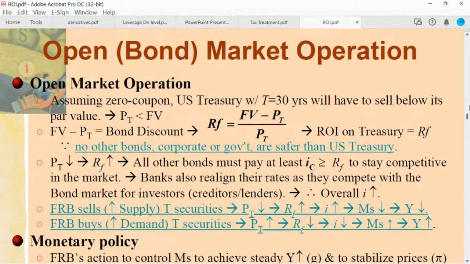So again, open market means open bond market. In other words, the bond market is open to anybody. Any investor, any market participant, individual or institutional, domestic or foreign. Okay, so the bond market participants can be, and the biggest chunk is, of course, the institutional investors.